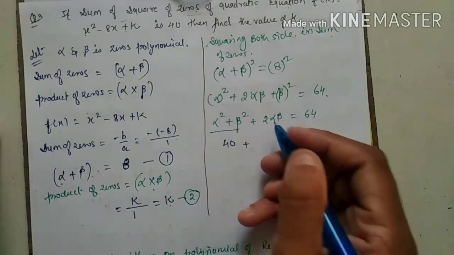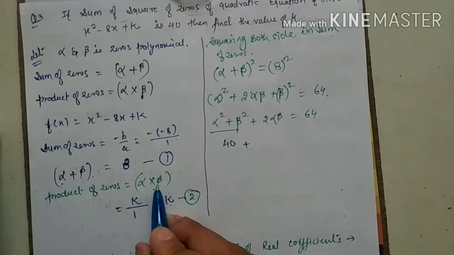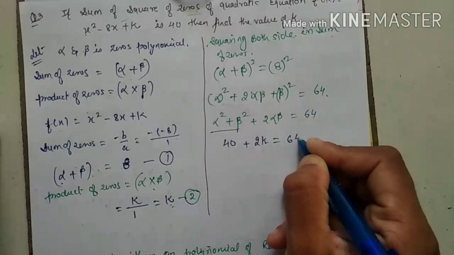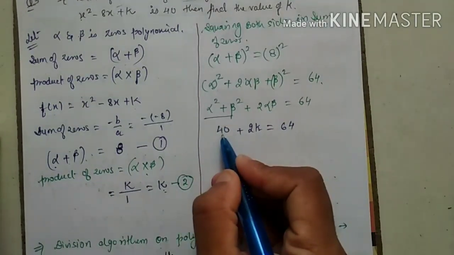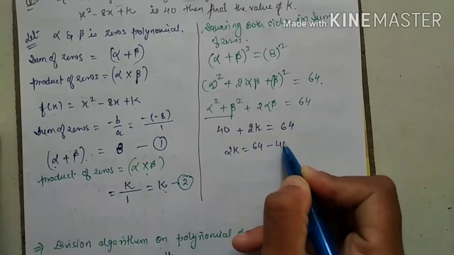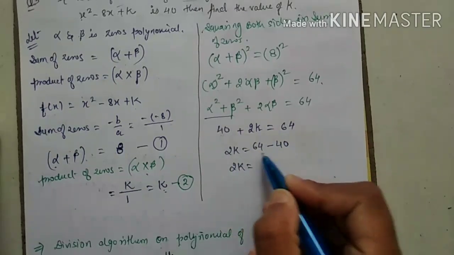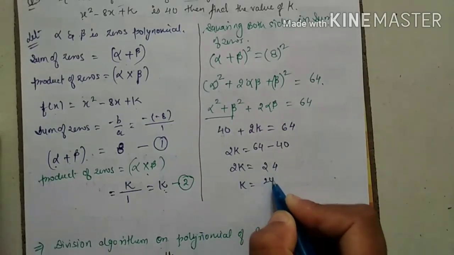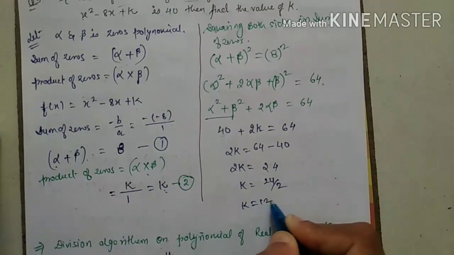2 into alpha beta. Just see. Product of zeros is alpha into beta equals what? K. So 2k equals what? 64. Since 40 is positive here, it will go to that side negative. 64 minus 40, what am I getting? 2k equals 24. So k equals what? 24 by 2. So k equals 12.